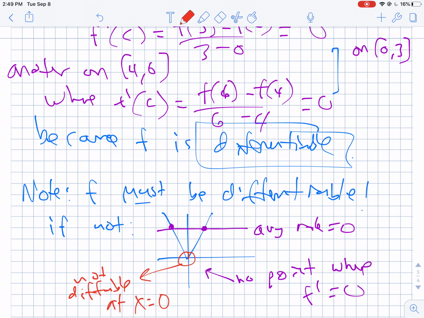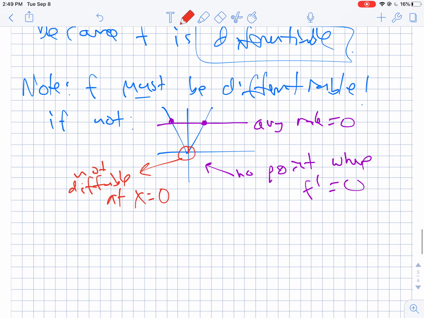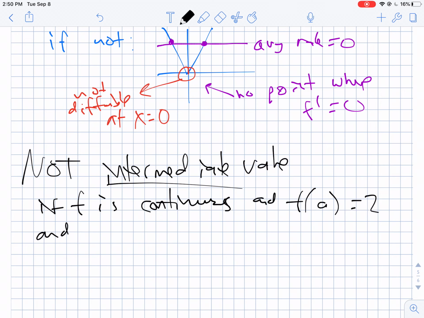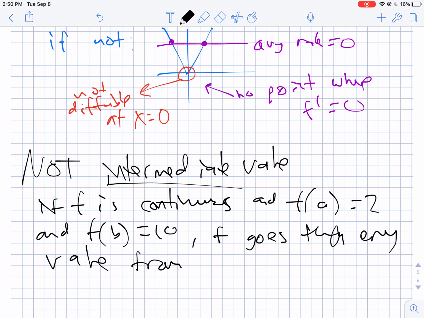Okay, so that's the mean value theorem. I want to remind you, this is not the intermediate value theorem. The intermediate value theorem had nothing to do with slope. It just says that if f is continuous, not differentiable, it just has to be continuous, and say f of a equals 2 and f of b equals 10, then f goes through every value from 2 to 10 on the interval from a to b.